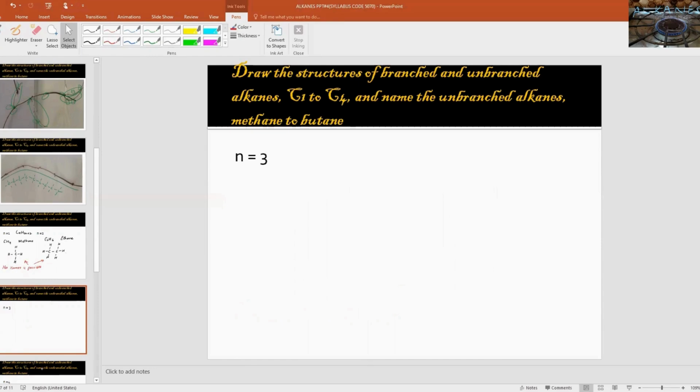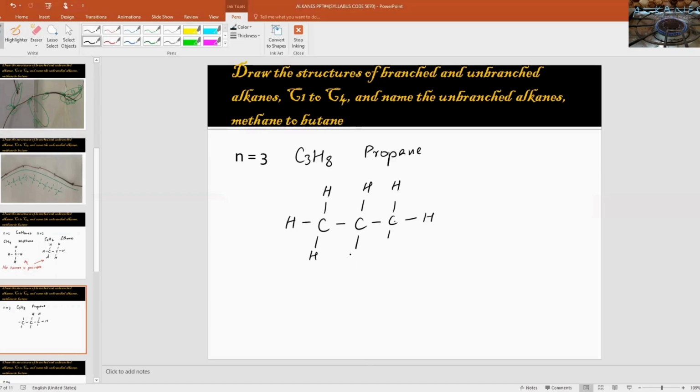Same situation with the third member, that is propane. The formula is C3H8, the name is propane. No isomer is possible.